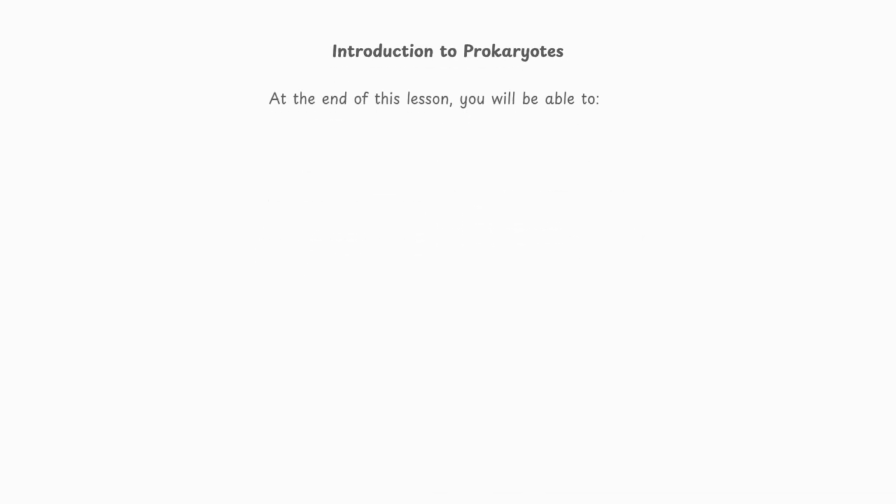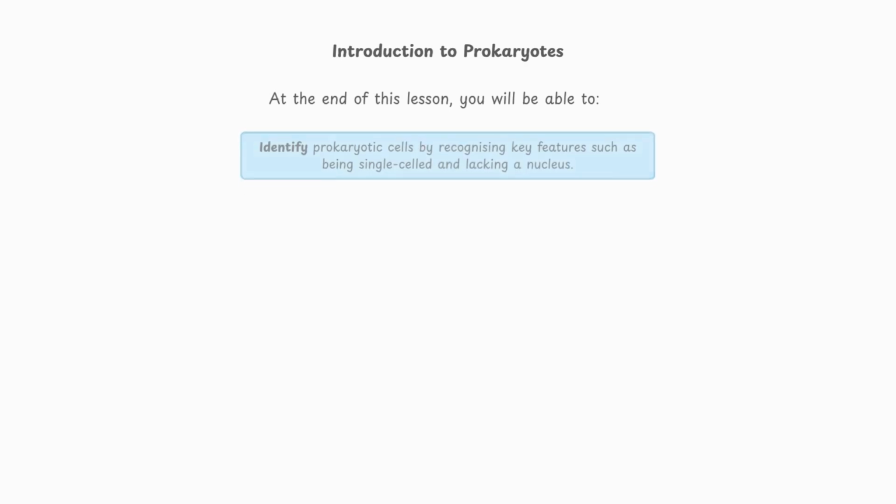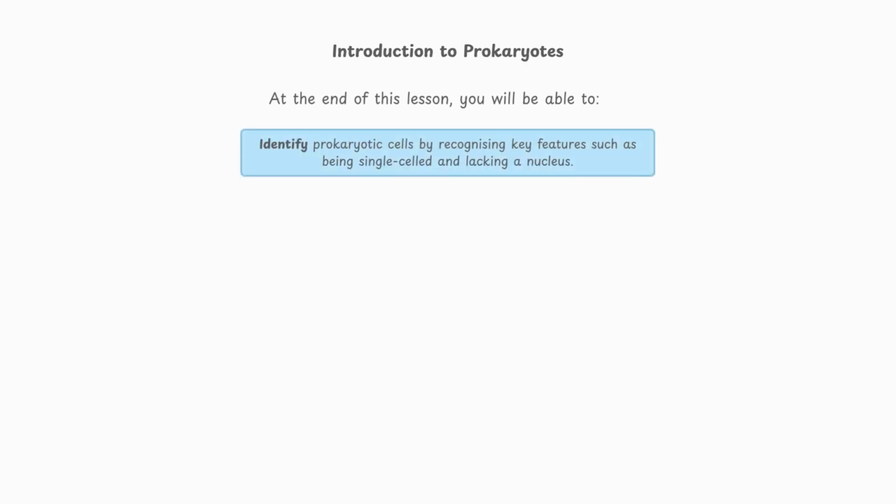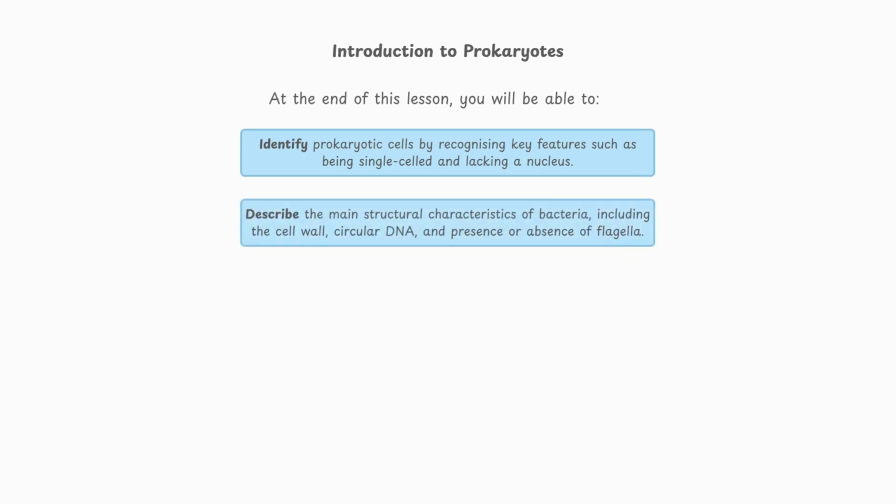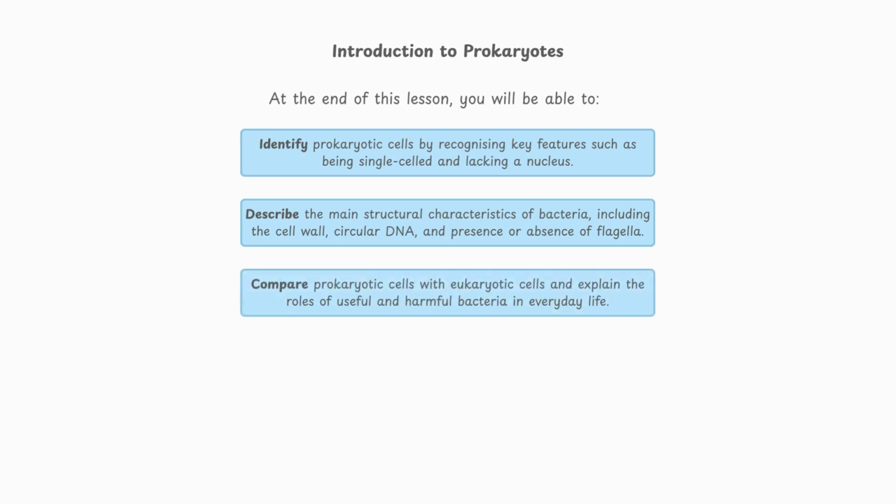By the time you finish this video, you should be able to recognize a prokaryotic cell by its key features, such as being single-celled and having no nucleus. You'll also be able to describe the main structural features of bacteria, including their cell wall and circular DNA. And finally, you'll be able to compare prokaryotic cells with eukaryotic cells and explain how some bacteria are useful while others can cause disease.